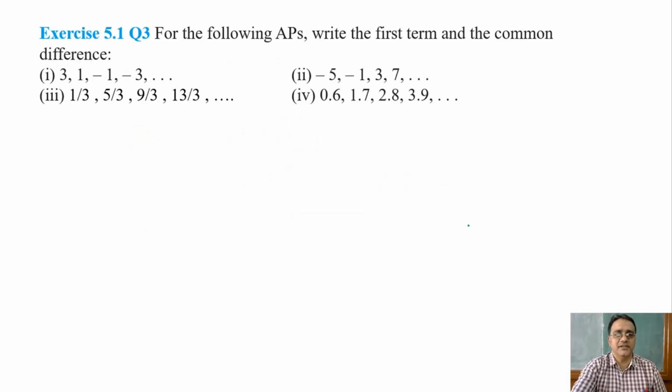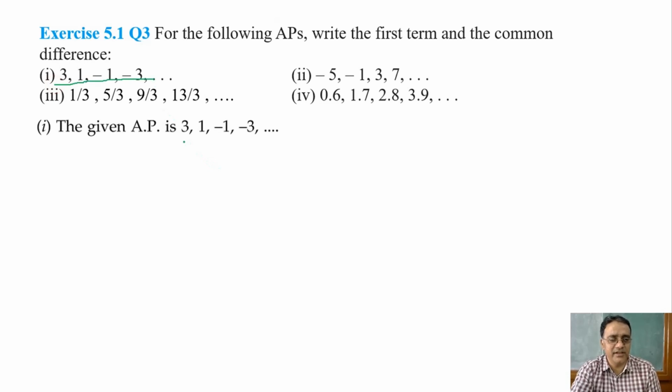Now next question. AP is given. You have to find the first term and the common difference. Okay. ये सारे 1 mark के questions हैं. 1 mark के type के questions में आ सकते हैं. So see the first question. The AP is 3, 1, -1, -3. What is the first term? 3. And this is A1, A2, A3, A4. Okay. And the first term is 3.